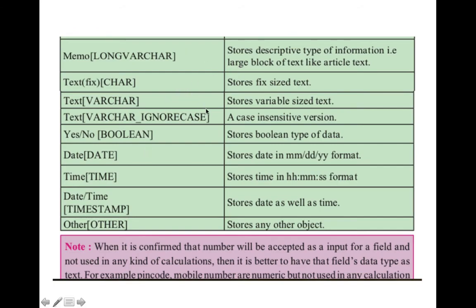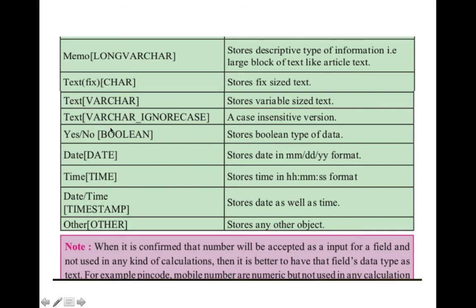Then there's something called ignore case. It will not take capital or small letters into account, it will ignore the case and save the data that has been provided. It is a case-insensitive version of the text. Then there's something called memo. Sometimes we have a comment section or a feedback section where the user can enter a large amount of data. At that time we use the memo data type.